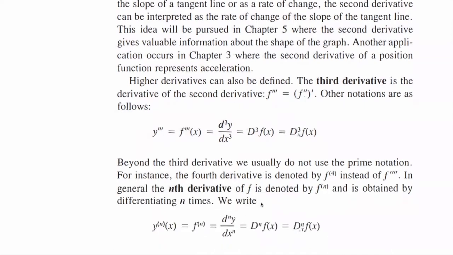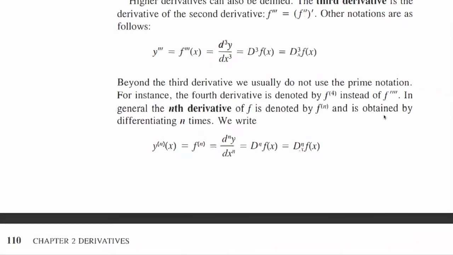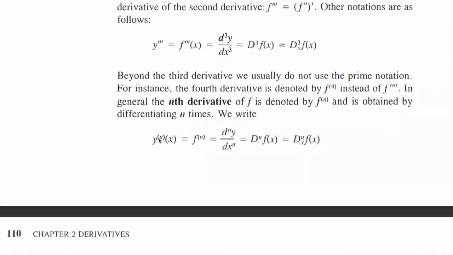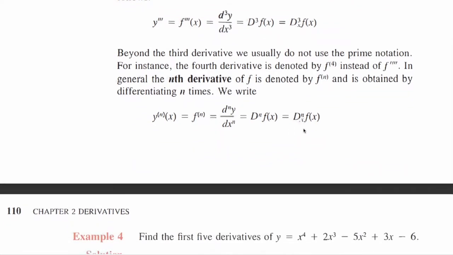Now, beyond the third derivative, we don't usually use the prime notation. So if we have the fourth derivative, we would just use f and then a superscript, in brackets, the number 4, instead of using a quadruple prime. So if we're talking about the nth derivative, then we have y superscript with a bracket n of x, f with a bracket n in the superscript, and then like an exponent, a d to the n, or capital D to the n. And sometimes you'll have this subscript x to show you that it's with respect to x.